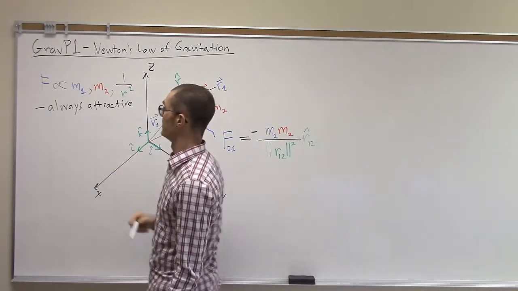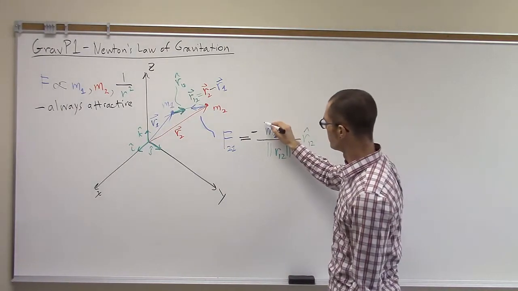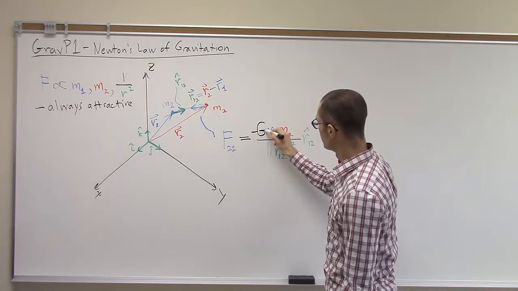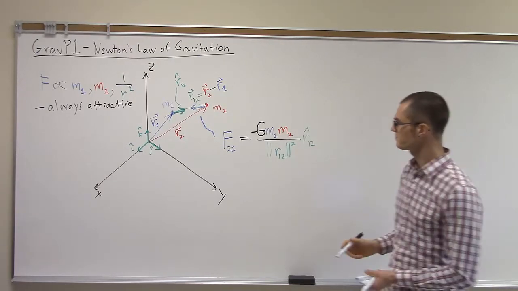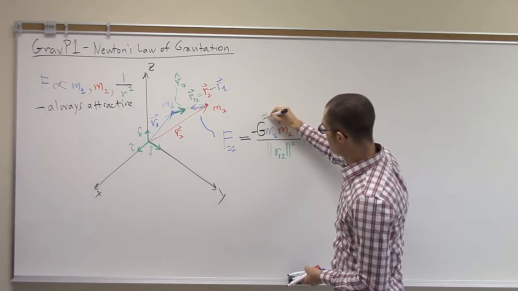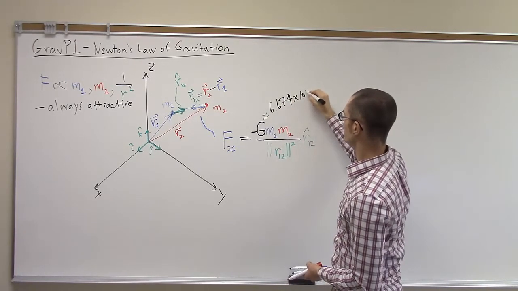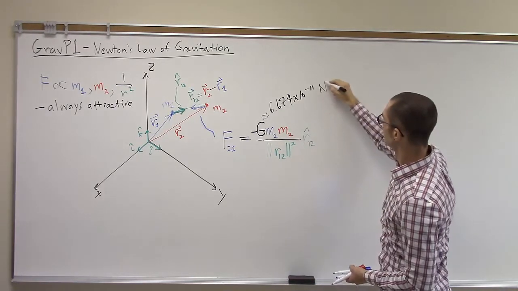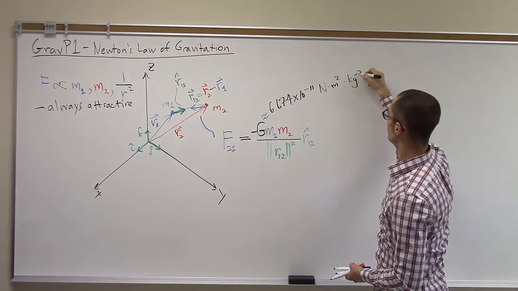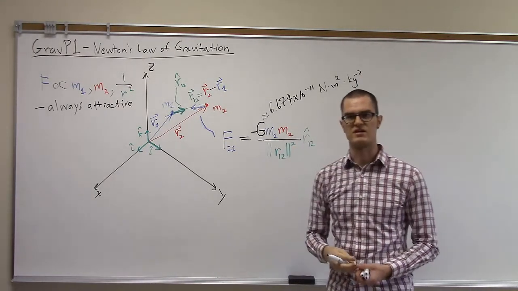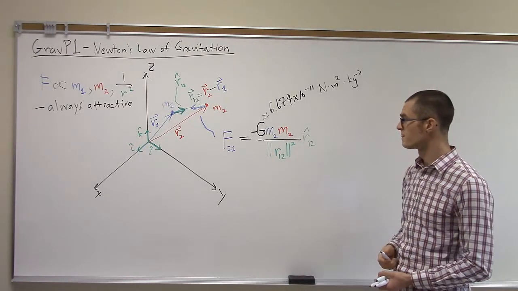This proportionality here doesn't tell us anything about the magnitude, so it leaves out a constant of proportionality. In Newton's law of gravitation, we call that constant of proportionality G. G has a value of approximately 6.674 times 10 to the minus 11 newton meters squared per kilogram squared. And that is the recommended value as of 2014 for G.